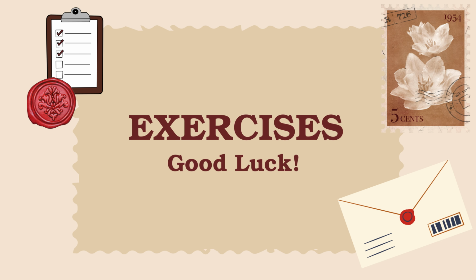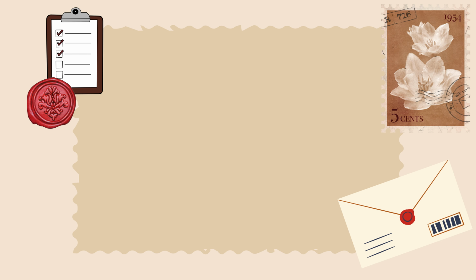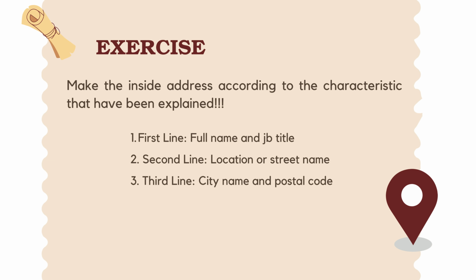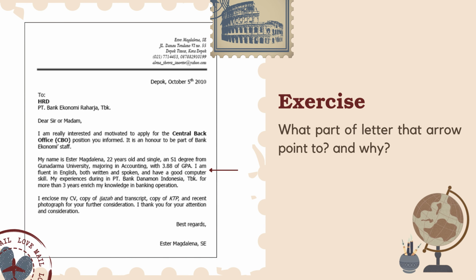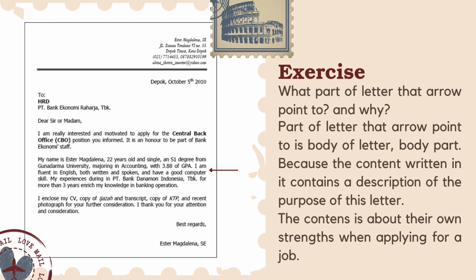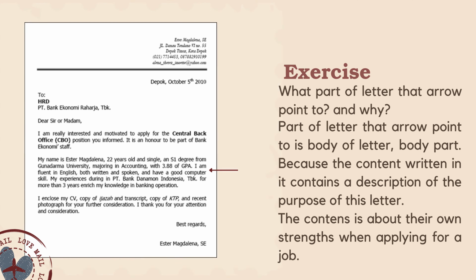Okay, because we have finished our material, we have some exercises that you can answer to test your memory. The first exercise, make the inside address according to the characteristics that have been explained below. Okay, the second exercise, you have to guess what part of the letter the row points to and why. The answer is, the part of the letter that the row points to is the body of the letter, because the content written contains a description of the purpose of this letter. The content is about their answer when applying for a job.